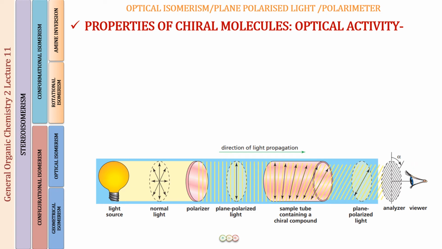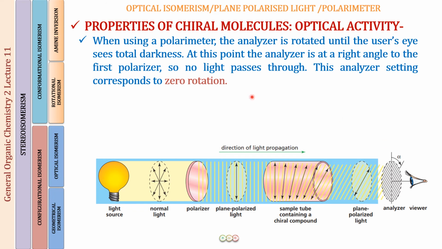What we are going to do is rotate the eyepiece till there is no light coming through the analyzer. We have total darkness. We cannot see any light coming. So what are we going to do? When using a polarimeter, the analyzer is rotated until the user's eye sees total darkness.